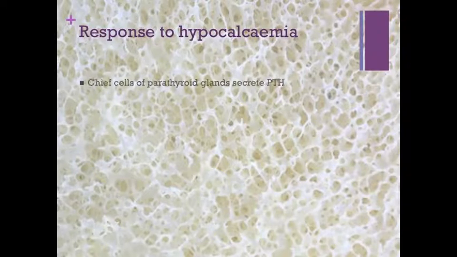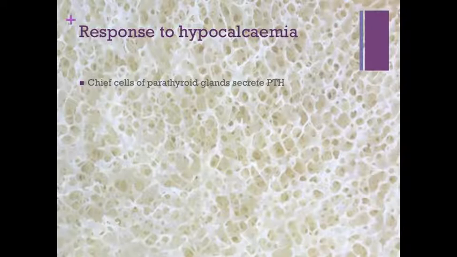Ionised calcium is detected by the chief cells of the parathyroid gland. In the presence of low calcium levels, the chief cells secrete parathyroid hormone, or PTH, but release is suppressed in the presence of hypercalcemia and by the action of vitamin D.